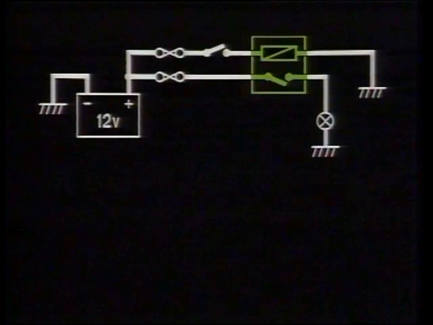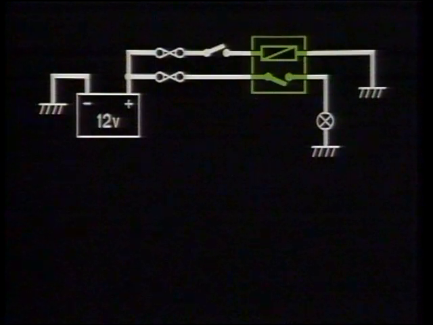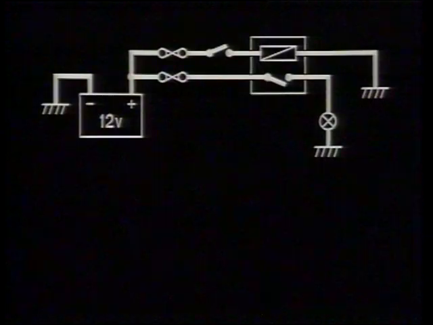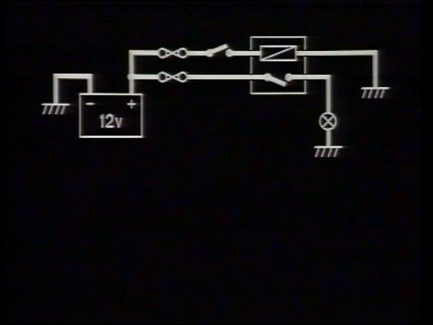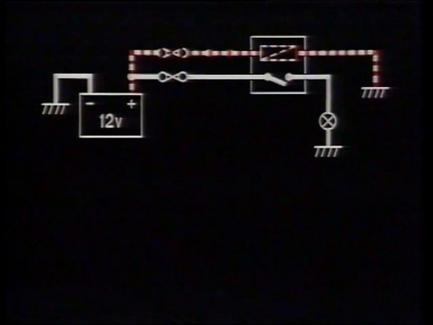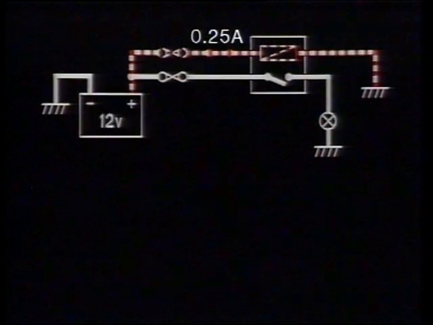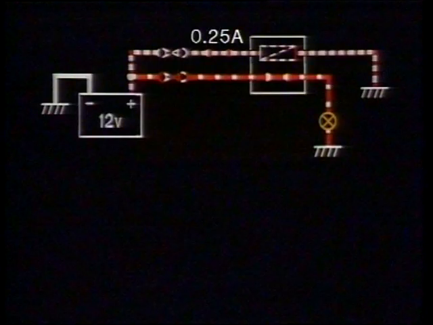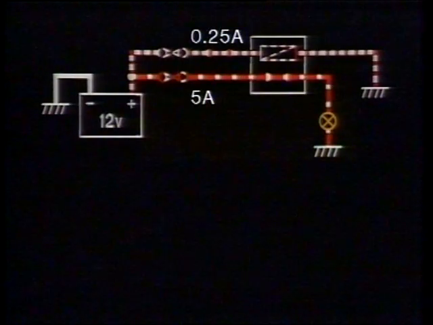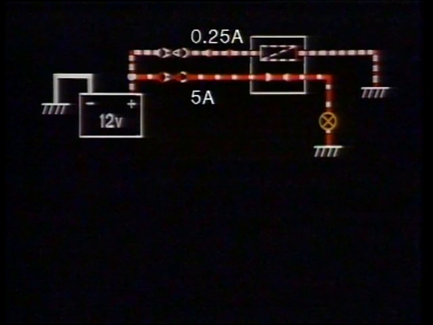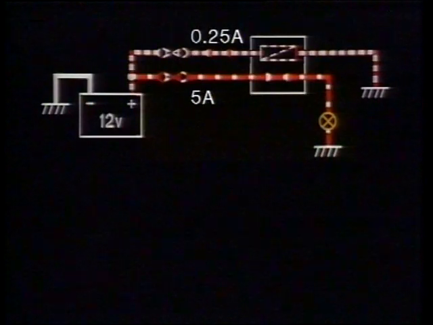The addition of a relay to the circuit was the next development. This is the symbol for a relay. Two cables run from the power source to the relay. The top cable conducts a small current, approximately 1/4 amp, to energize the relay windings, and the bottom cable conducts the larger current, 5 amps, through the relay contacts and onto the bulb. In this case, it's a headlamp.